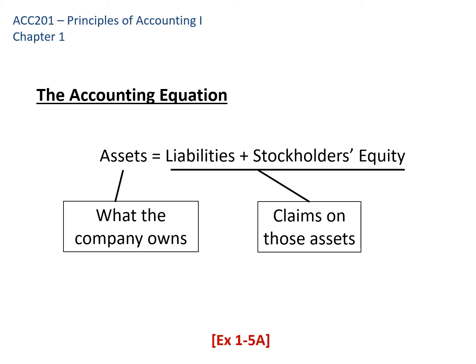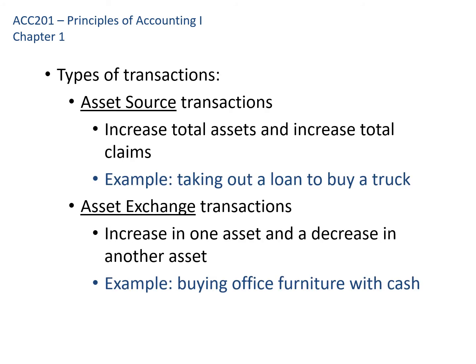So there are a couple of different ways that we can look at transactions, or ways to categorize them. One type of transaction is an asset source transaction that increases the total assets and increases the total claims. So both sides of the equal sign go up, okay? An example would be taking out a loan to buy a truck. So my liabilities go up on the right side of the equal sign. My assets go up on the left side because now I have a truck I didn't have before. We can have an asset exchange transaction.